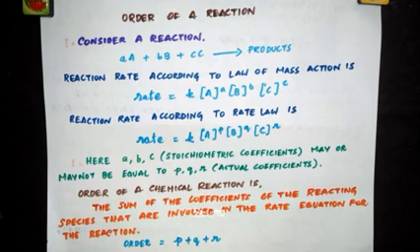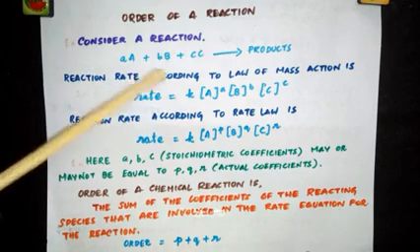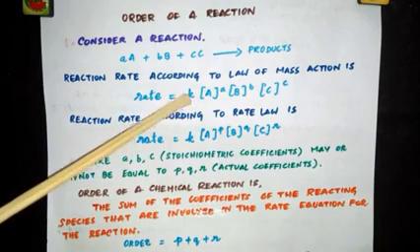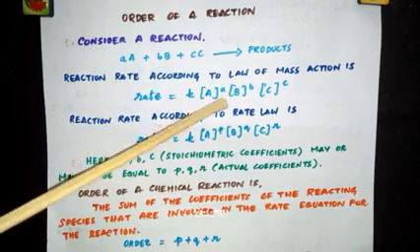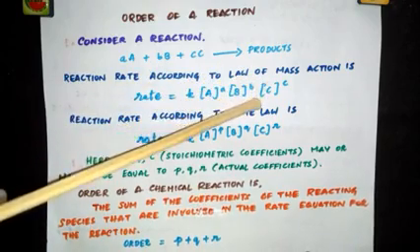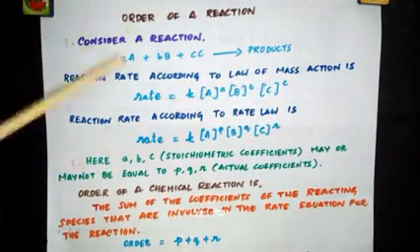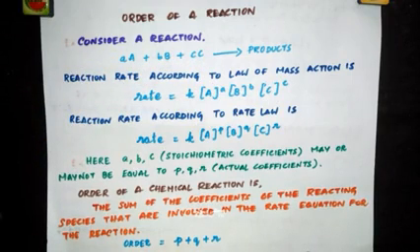So keeping that in mind, let us consider a reaction aA + bB + cC giving products. So reaction rate according to law of mass action is rate is equal to k, which is rate constant, into concentration of A to the power a, concentration of B to the power b, concentration of C to the power c. And what are these a, b, c on the powers? It is nothing but the stoichiometric coefficients. This is the reaction rate according to law of mass action.